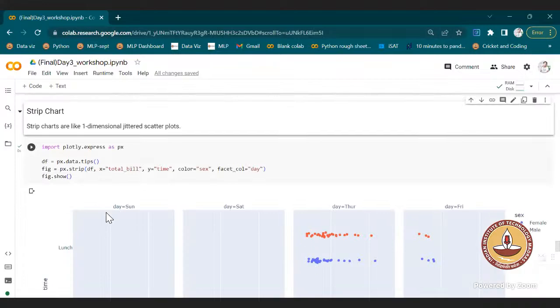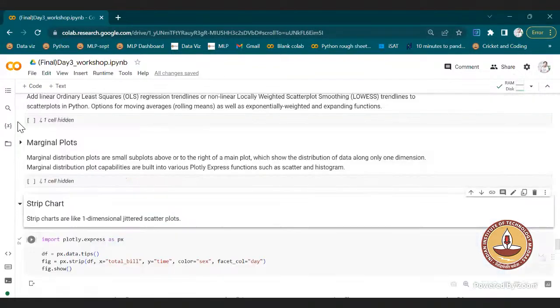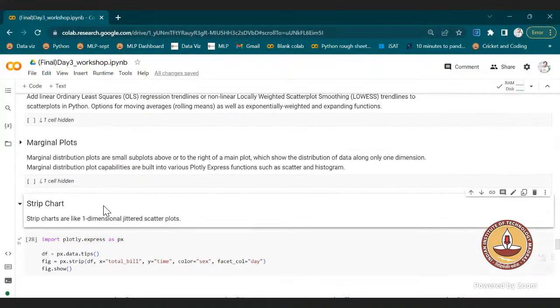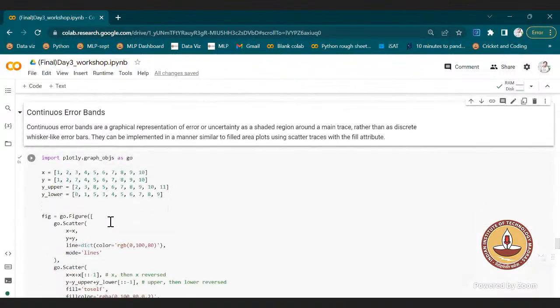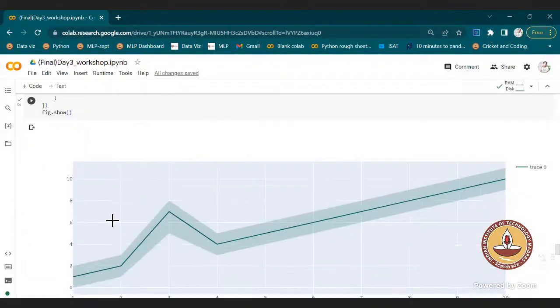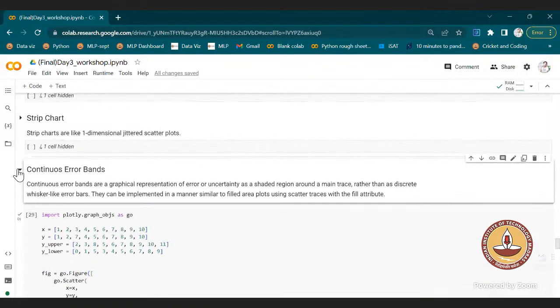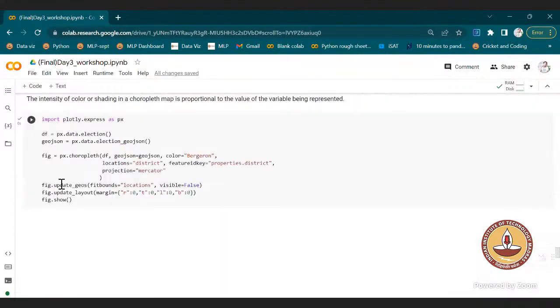Again, this is a strip chart. I think these things you can explore. If anyone is interested, then I can discuss, but I personally don't feel these graphs are that special. These are basic graphs only, so you don't see that big a difference or anything very new. But choropleth, I wanted to discuss.